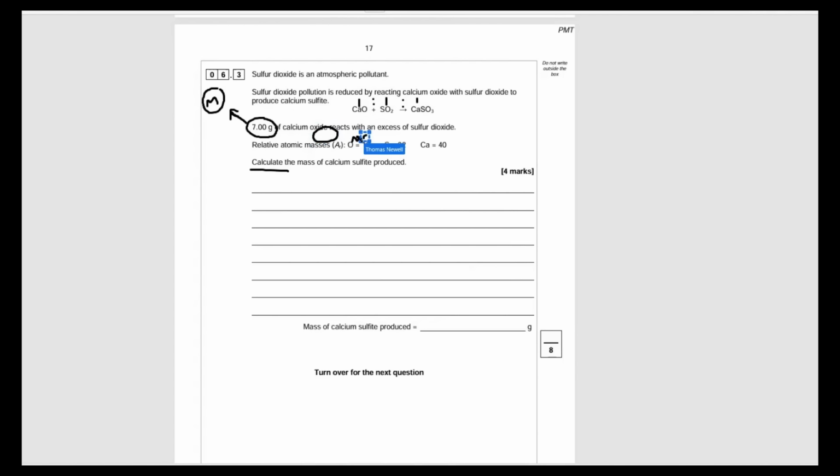Potato, potato, tomato, tomato. Oh gosh, just rub it out.